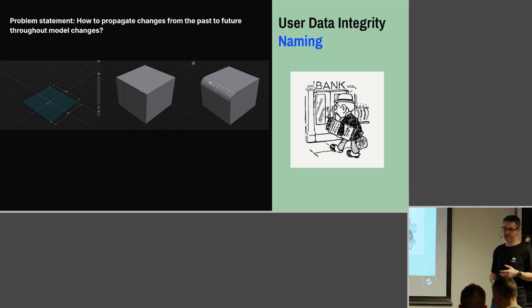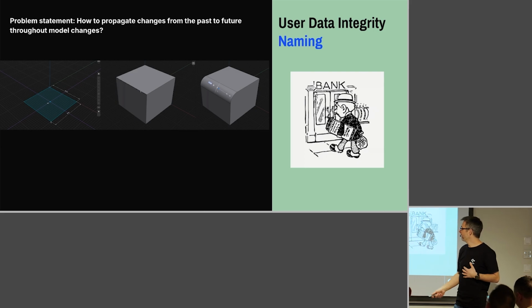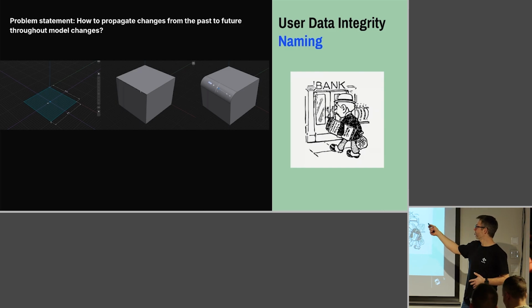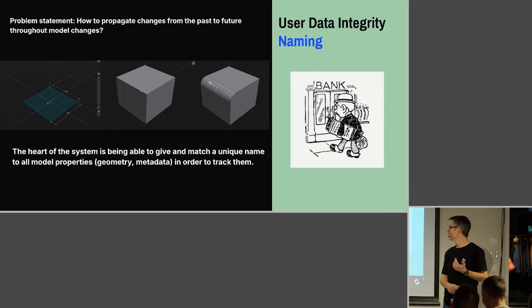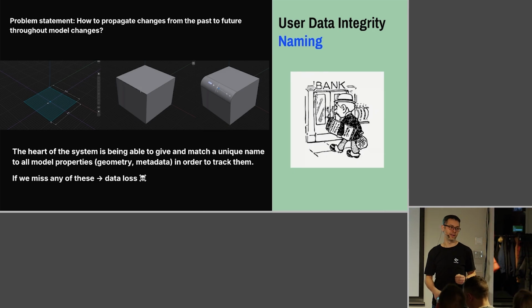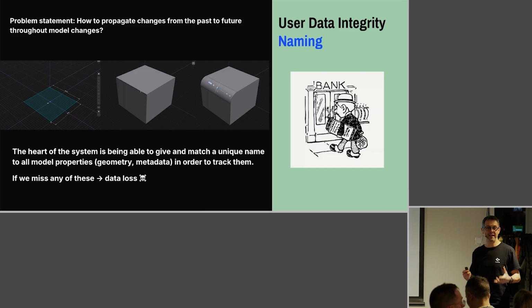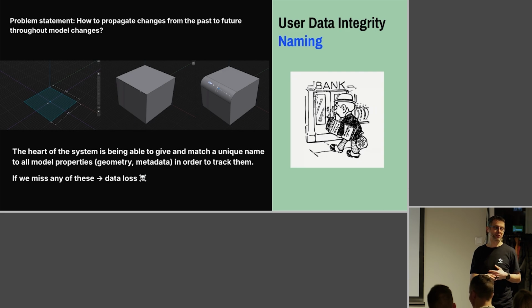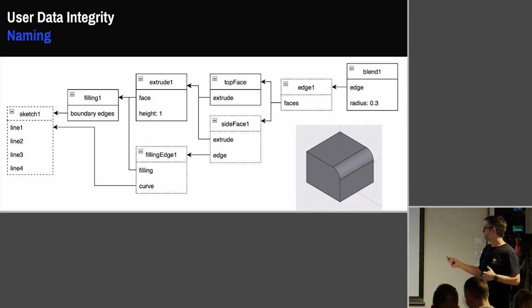In CAD, we have something similar. Here we have a fillet, and we extrude it to a cube, and we fillet one of the edges. So how do we know where that topology came from originally? We need a good system in place which can track and uniquely identify all the topologies. If we miss any of these and are not able to match them later on, that's data loss, because the design will blow up. We won't be able to recreate the design for the user.